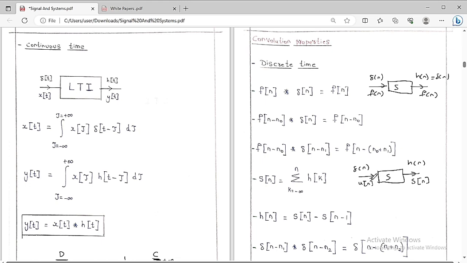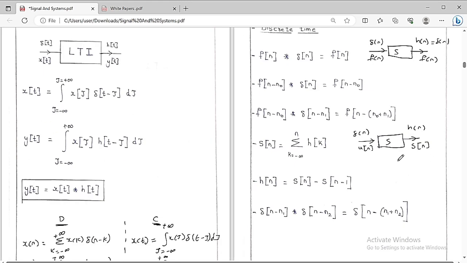For a given system, if you give the input as delta of n, then you get the output h of n. For the same system, if you give the input as u of n, then the output you get is called s of n. The delta of n is called the unit impulse signal, h of n is the unit impulse response, u of n is the unit step signal, and s of n is the unit step response.